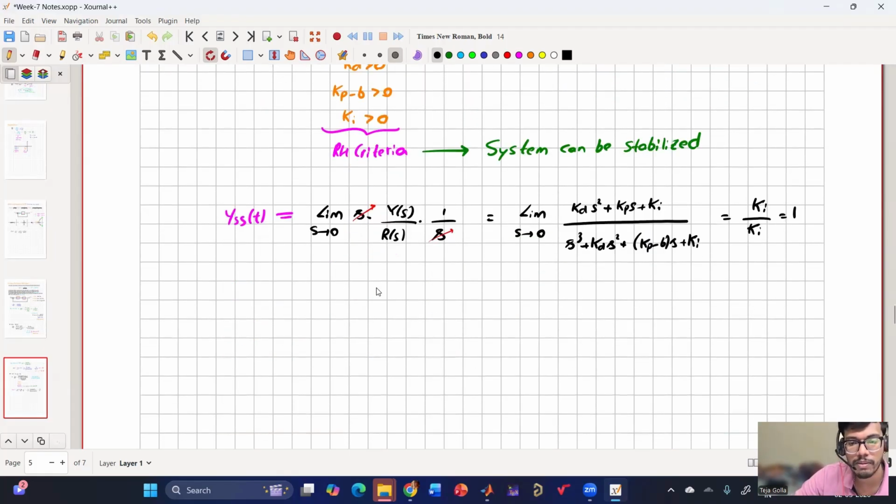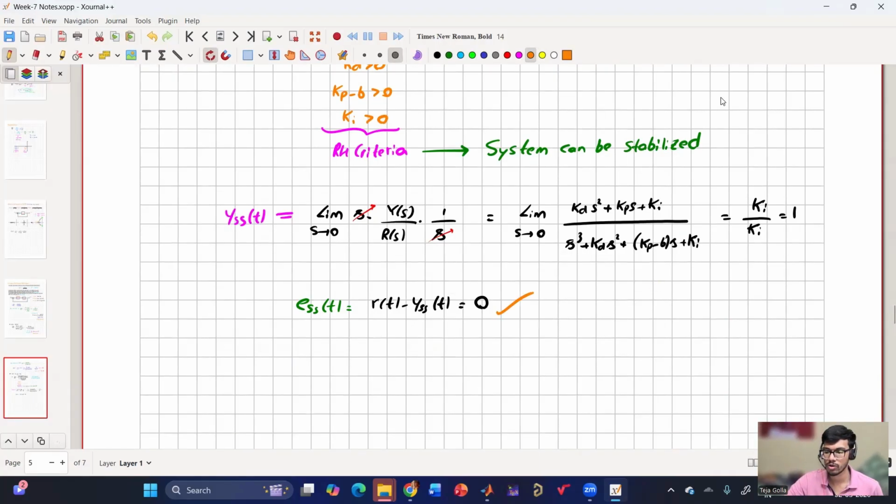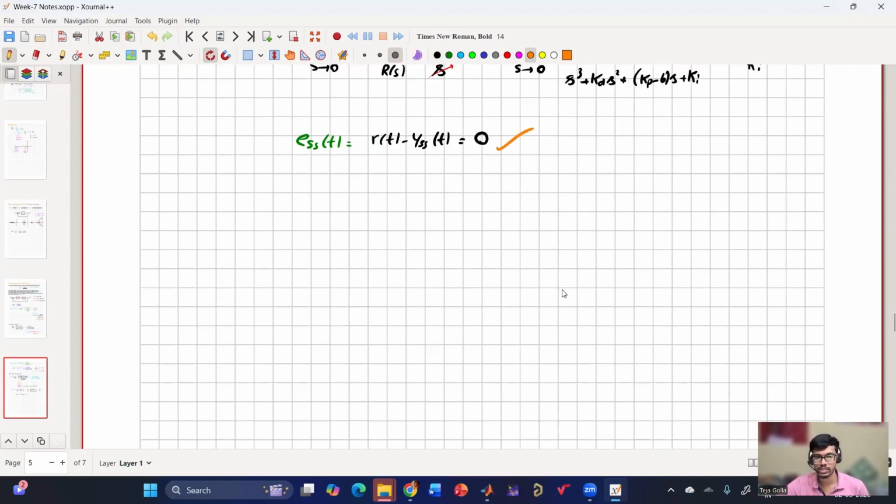So my y is becoming 1. So now the error is nothing but the steady state error at t tending to infinity, which is r of t, a step function, minus y steady state of t, which means it is becoming 0. So yes, this can achieve zero steady state error. Is this clear, Saurabh? Yes, sir. The system has zero steady state error. Also, it can be stabilized.